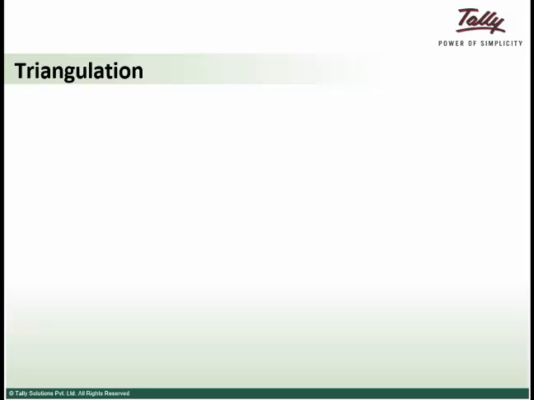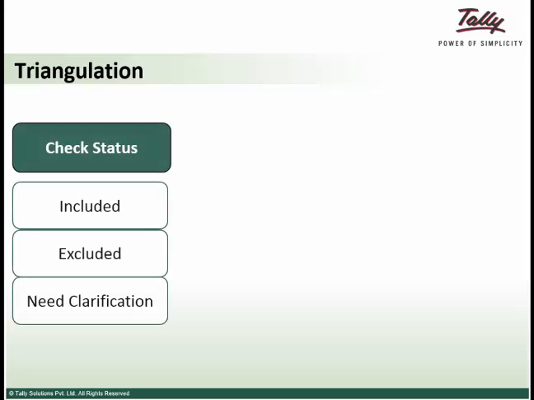Now let us see the powerful capability of triangulation. Check status. In Release 5.0, the TDS report Form 26Q has been designed in such a way that the user can identify transactions included for generating the TDS return, transactions excluded because they are not relevant, and transactions about which Tally is uncertain as to what to do because there is missing information or possible errors. This concept is called triangulation because of these three aspects.